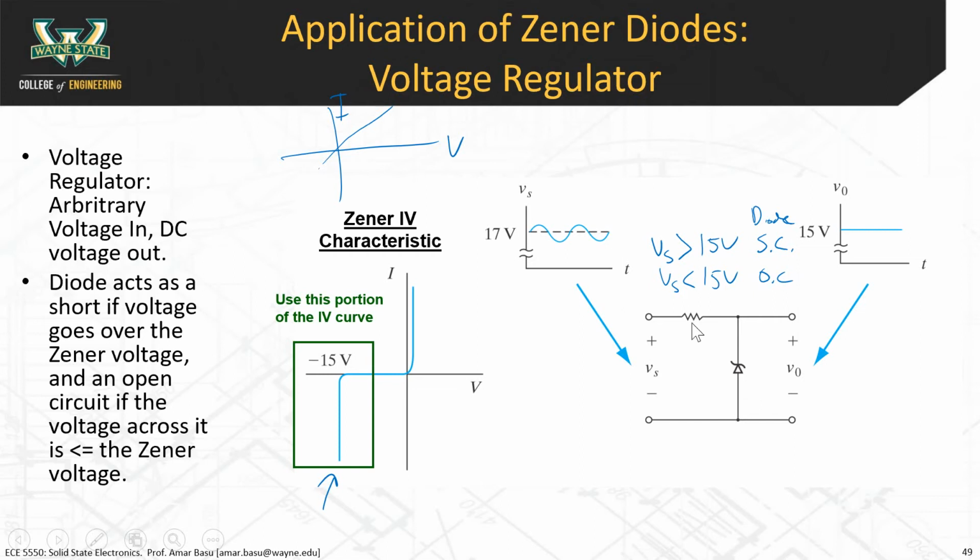So just with two components, a resistor and a Zener diode, you created a linear regulator. This may not be the best regulator out there, but it's pretty dirt simple to do.